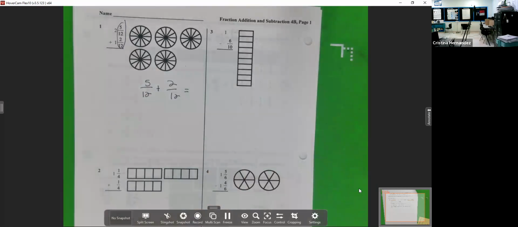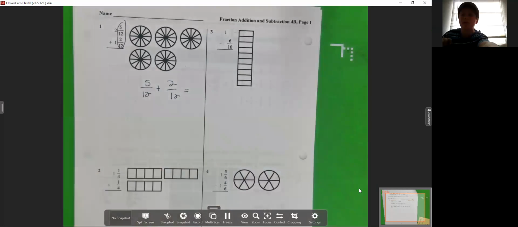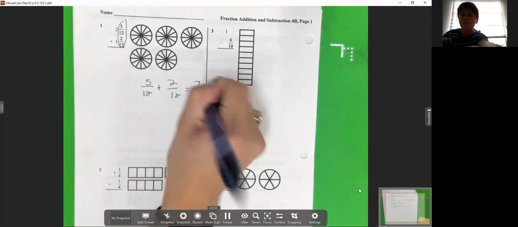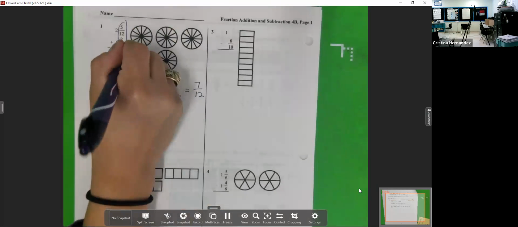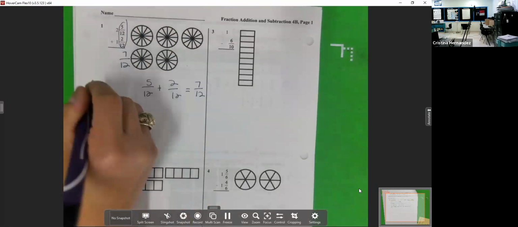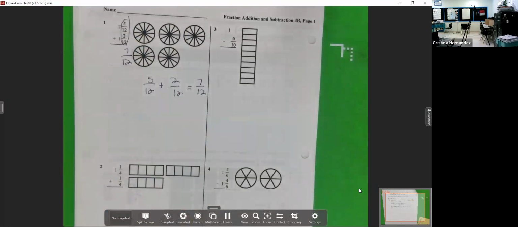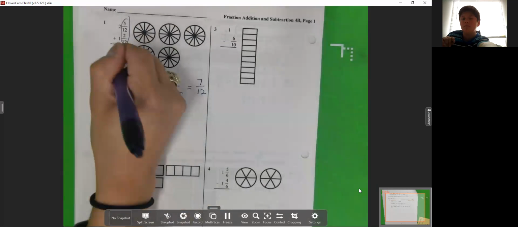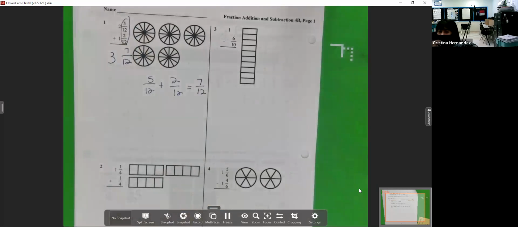Dojan, what do we get when we add those two together? 7 twelfths. Good job. And then we put 7 twelfths. Now we add our wholes. 2 plus 1 is what? 3. There we go. We got our answer. I'm not even going to make y'all shade in that picture for this one.